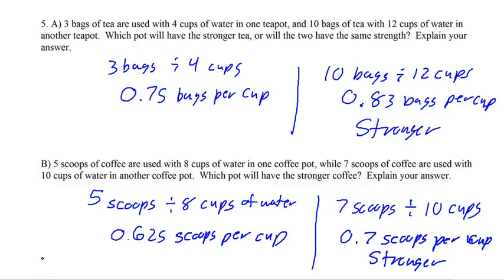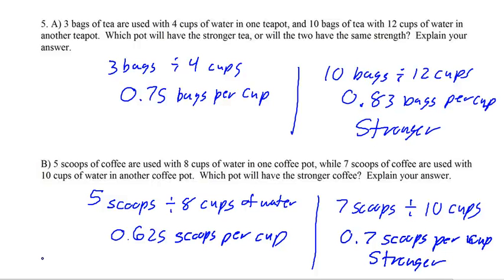Alright, so you should have gotten that the 10 bags of tea would be stronger than the 3 bag tea, and that the 7 scoops is going to be stronger than the 5 scoops. Now it has nothing to do with more bags of tea. It's more bags of tea per cup of water, and the other one is more scoops of coffee per cup of water. That's what makes it stronger.